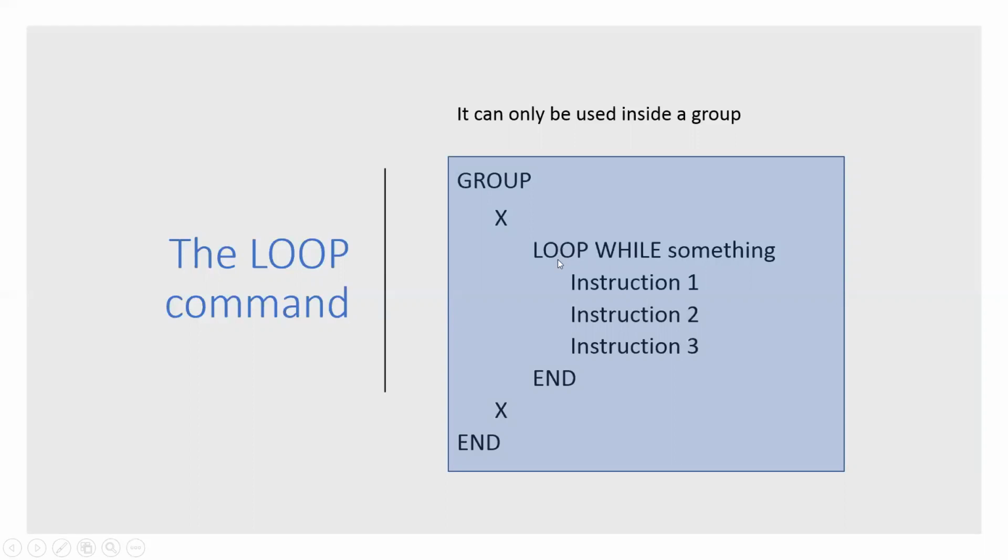It starts with the word loop and it ends with the word end. So loop must have its own word end. Group has its own word end. Now notice it doesn't just say loop and end. It says here loop while something is happening. So we're basically saying we want to loop, we want to repeat these instructions, instruction 1, 2, and 3, while something's happening. This loop while kicks off the loop. So provided some state of affairs is in place, provided something has happened or is happening, start repeating these instructions.